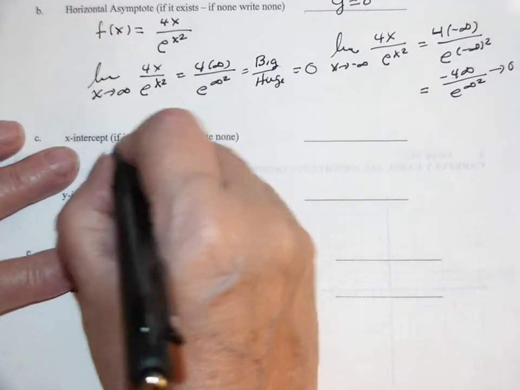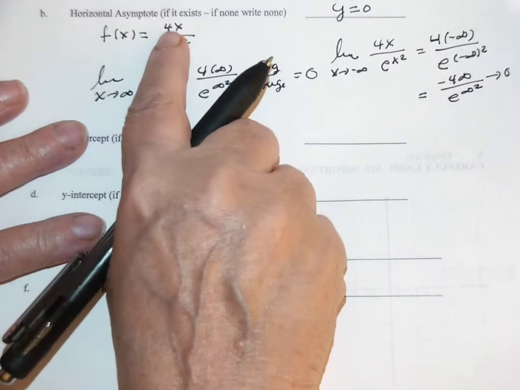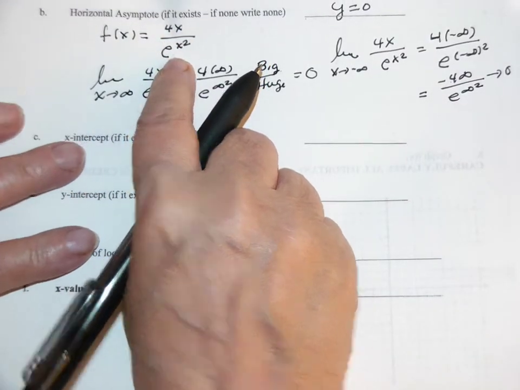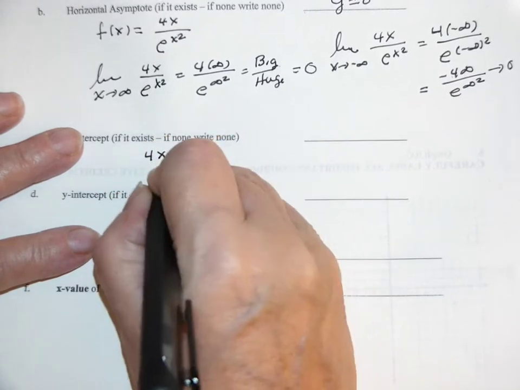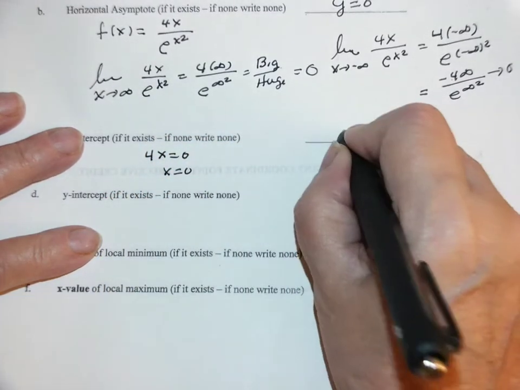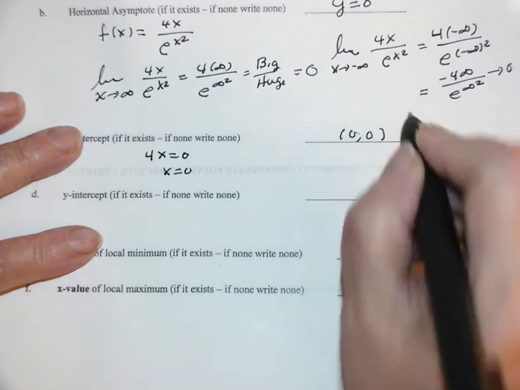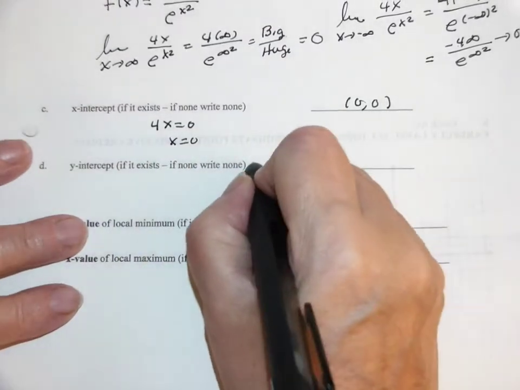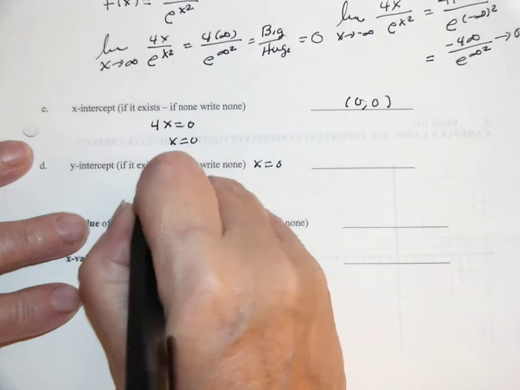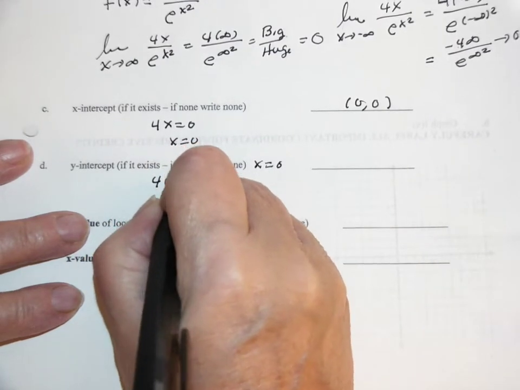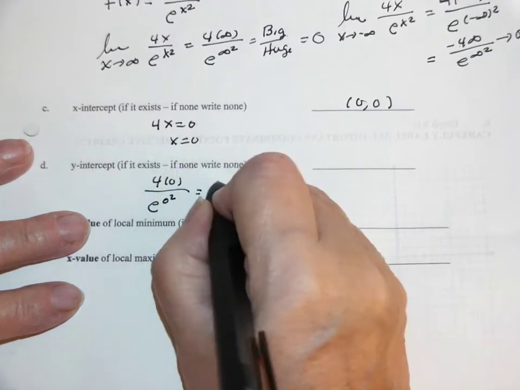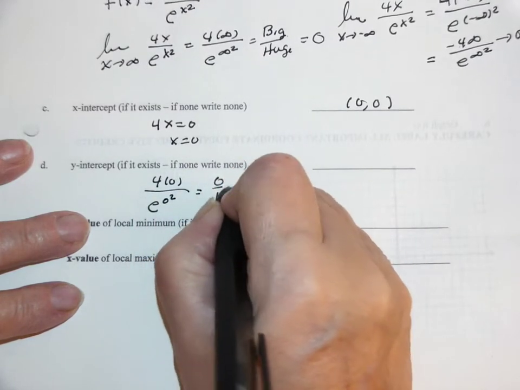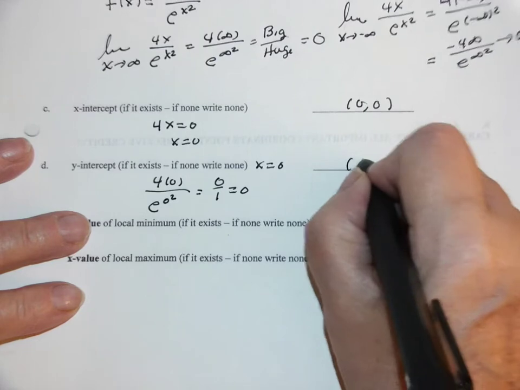X-intercepts. So since I'm dealing with 4x over e to the x squared, it's where the numerator equals 0, or x is 0, so it's 0, 0. Y-intercept is where x is 0, so it's 4 times 0 over e to the 0 squared, which is 0 over 1, or 0, so it's also 0, 0.